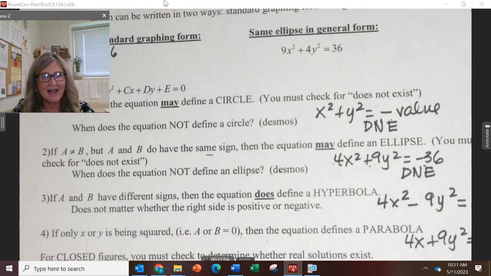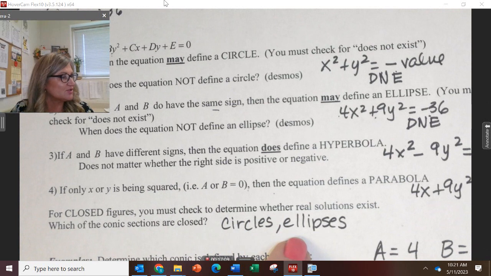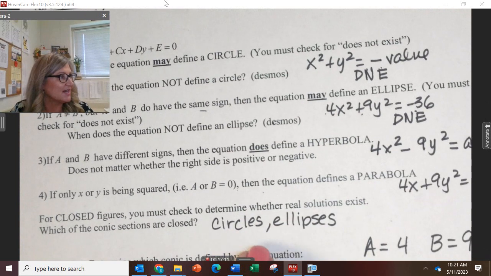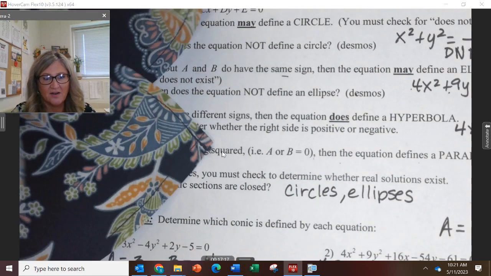So make sure you go back. If we have closed figures, meaning circles or ellipses, those are closed, we have to make sure it's not equal to a negative. If it's equal to a negative, it does not exist. The others are okay. All right, very nice.